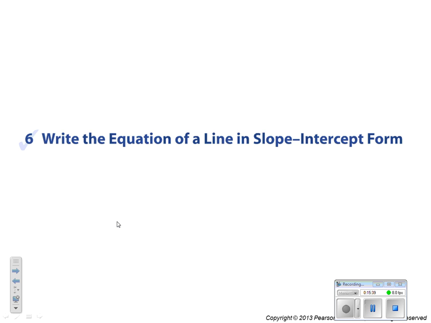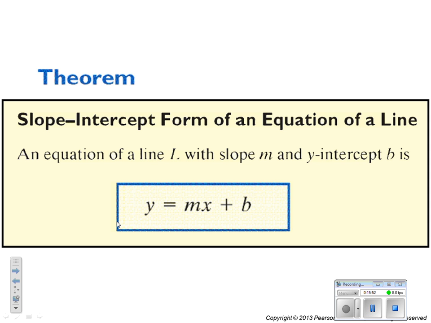Okay, on to step 6. Write the equation of a line in slope-intercept form, which happens to be my favorite. Slope-intercept form, and make sure you highlight this, is y equals mx plus b. m is the slope, b is the y-intercept.